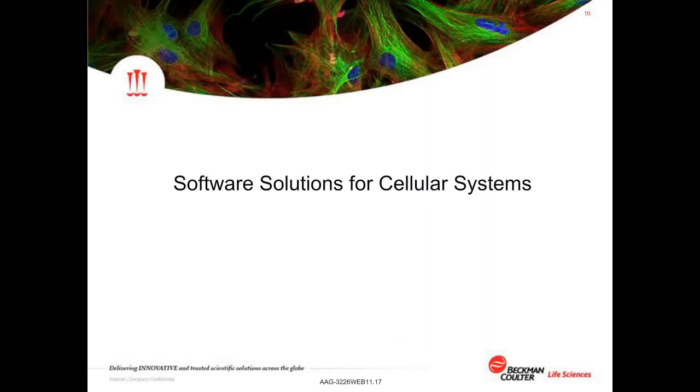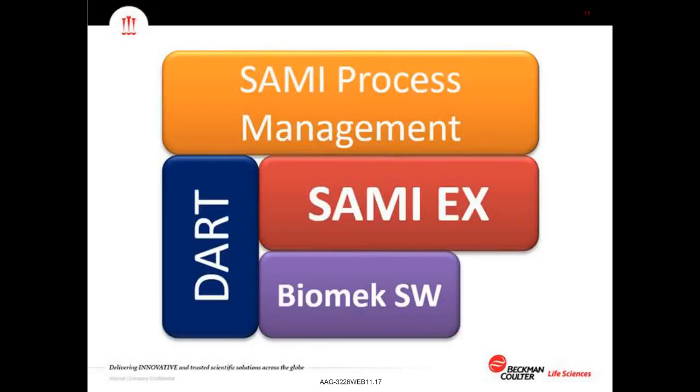One of the other main challenges I said earlier on is really about software. How do you control these systems? And so I just want to spend a bit of time talking about that now. This is a block diagram just showing at a very high level our software hierarchy, and going from bottom to top, the purple box represents our liquid handling software, Biomek software, which will control all of our pipetting parameters. We then above it in the red box have SAMI EX, which is our planning scheduler, which allows us to do that daily task that I talked about earlier on.